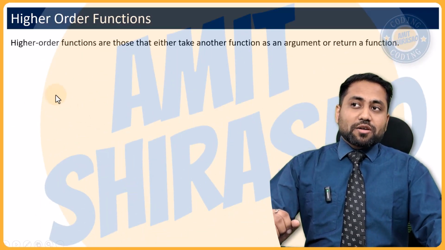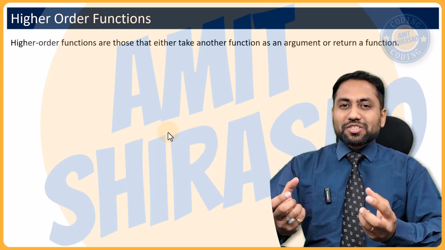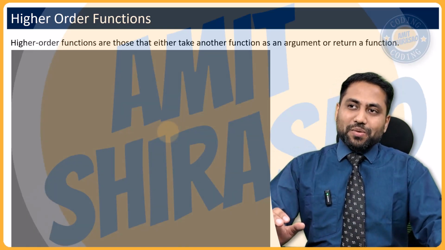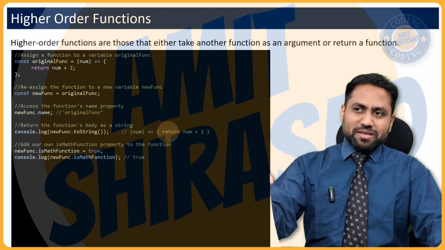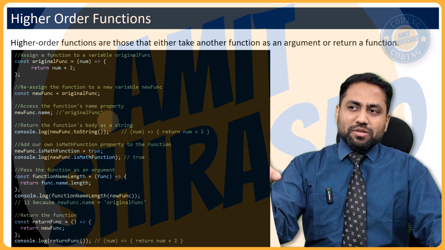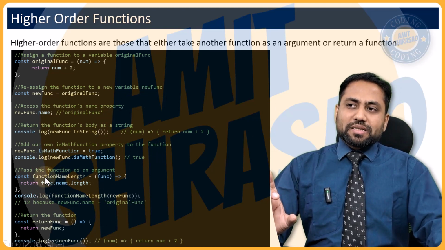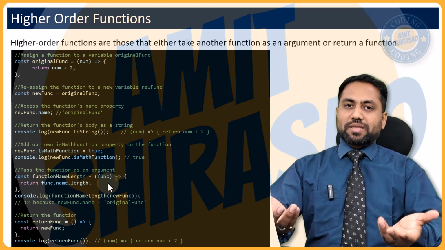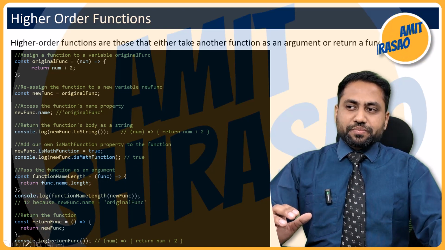Higher order functions. So higher order functions are those functions which either accept other functions as arguments or return another function as the return type. Okay, so here are a few examples I had given, leave them at the moment, but concentrate on the very last two examples. So here I will say function name length. This function means get the length of a function. That is the purpose of this particular function.